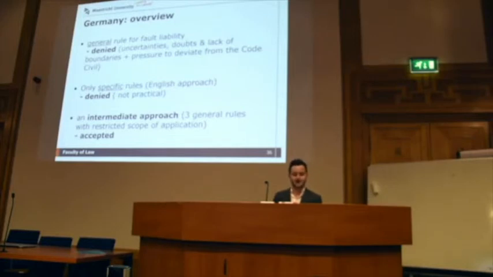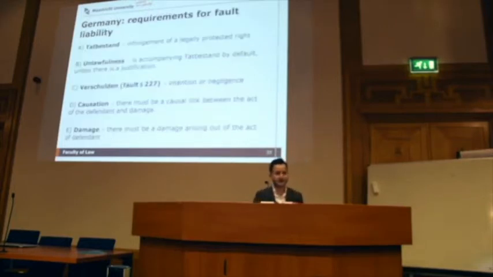Those rules can be found in paragraph 823 subparagraph 1, paragraph 823 subparagraph 2, and paragraph 826 BGB. Each of the provisions encompasses 5 requirements. The first requirement is the violation of a codified normative rule, Tatbestand, that restricts the field of application of the general provisions. Respectively, paragraph 823 subparagraph 1 requires the infringement of a right, such as the right to life, bodily integrity, health, freedom, or property.